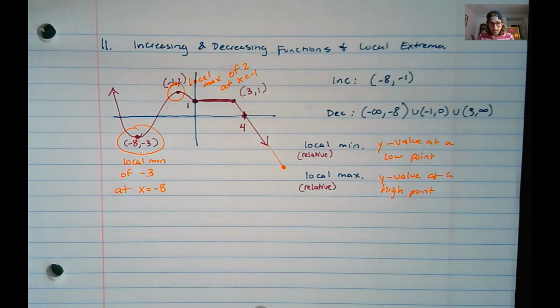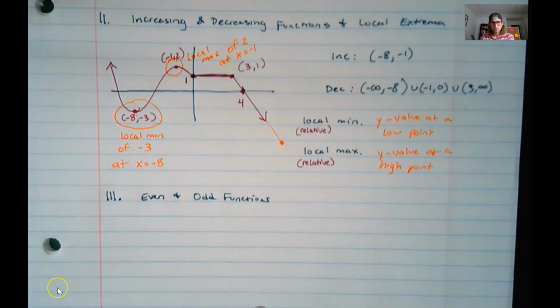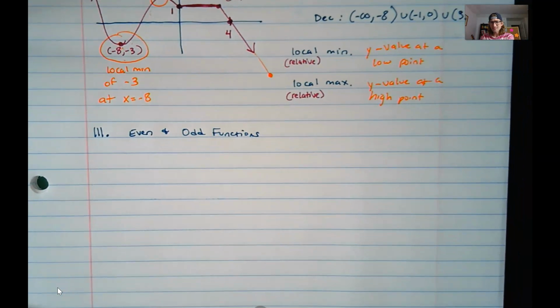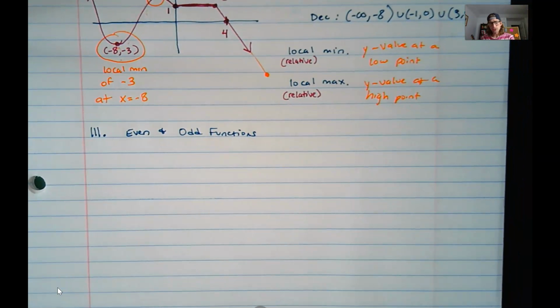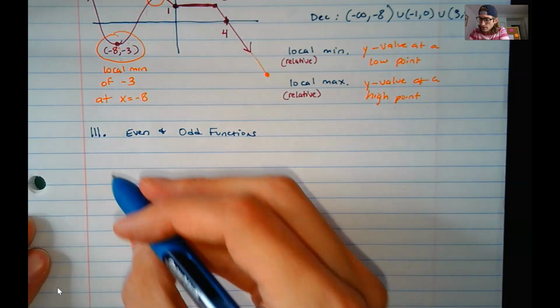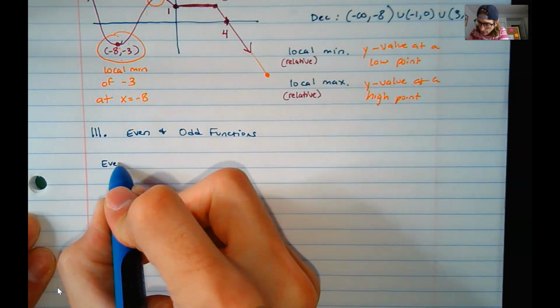We've got one last thing to do. I'm going to write down the introduction here and pause for a second. I'll be right back. Our last topic for section 2.3 is even and odd functions. And this is going to seem a little familiar, but it's a little bit different than what we've already done. So let's start with our definition for even functions.